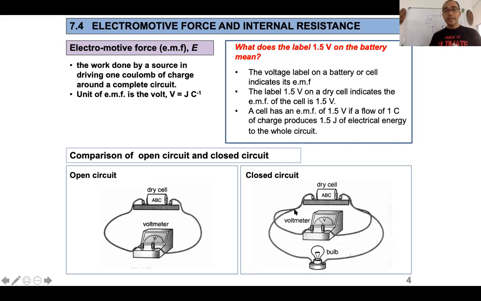Okay, the big one now. Any other reading, why does it drop? Why does it decrease? From the open circuit, there is this amount, and then when you close the circuit, when you turn on the switch, the voltage will drop. Why that happens is in the next slide, which I will show you.